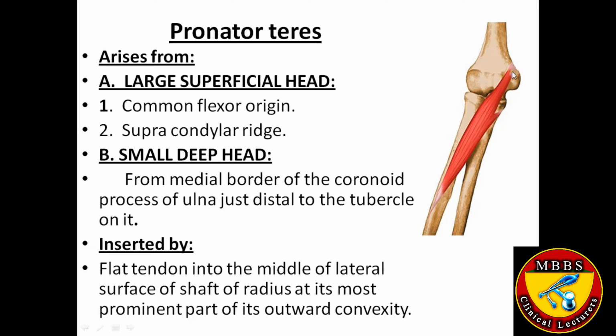It arises again from the common flexor origin and the supracondylar ridge. Its small deep head arises from the coronoid process of the ulna. So it has two heads, a larger superficial head and a smaller deep head. The superficial head arises from the common flexor origin from the medial epicondyle and the supracondylar ridge, while the deep head arises from the coronoid process of the ulna. They insert into the middle of the lateral surface of the shaft of the radius, and it is prominently visualized because it attaches on the outward convexity of the radius.